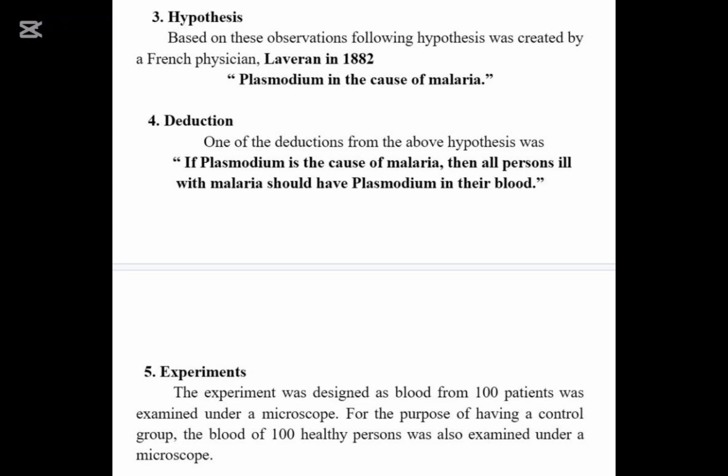The next step is experiments. To test this idea, scientists did an experiment. They examined the blood of 100 malaria patients under a microscope. To make the test fair, they also checked the blood of 100 healthy people as a control group.